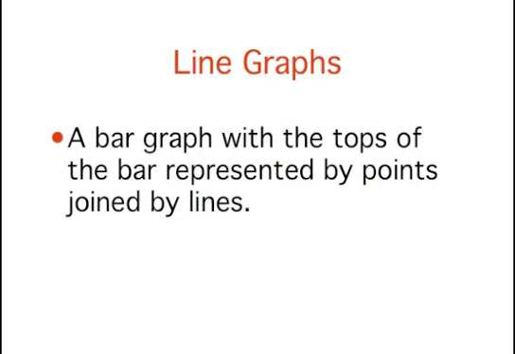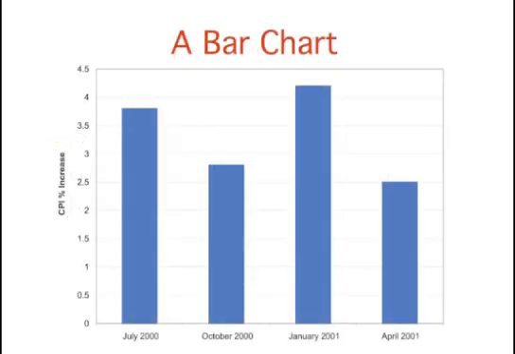A line graph is a bar graph with the tops of the bars represented by points joined by lines. The rest of the bar is hidden. This figure is a bar chart of the percent change in the Consumer Price Index, also known as the CPI, over time. Each bar represents percent increase for the 3 months ending at the date indicated.